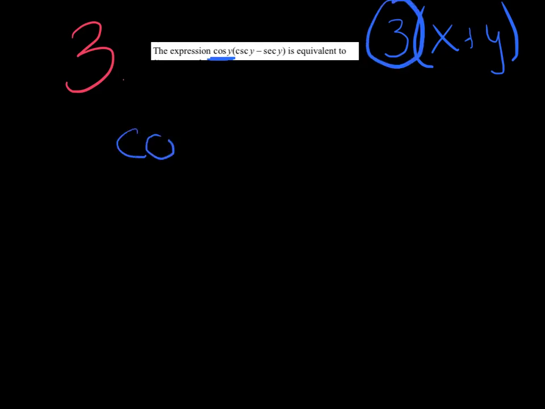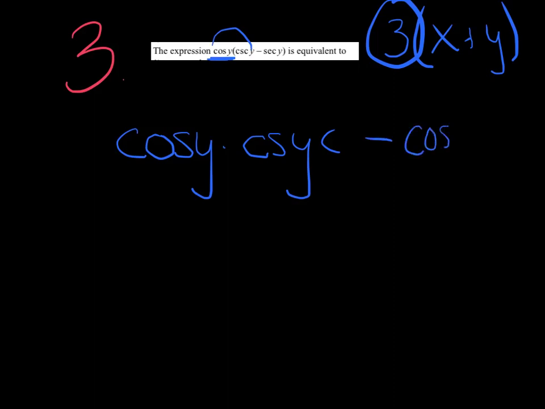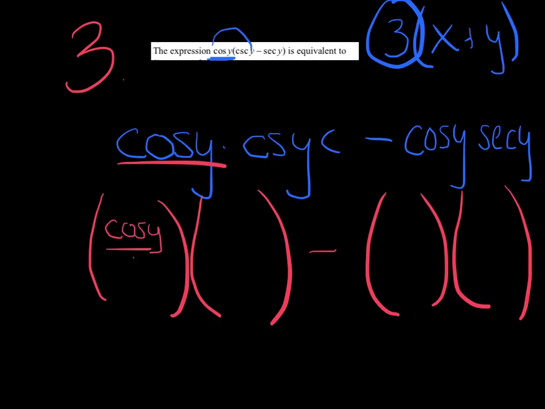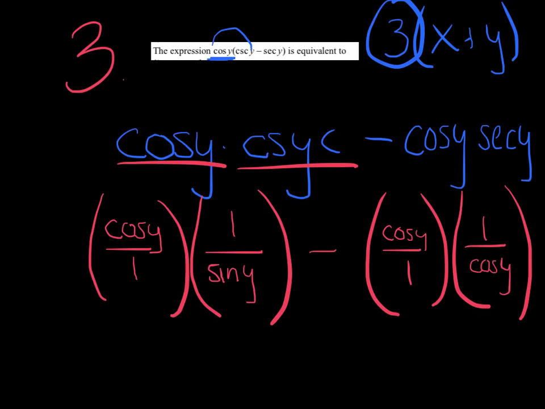So I get cosine of y times cosecant of y, okay, so I've distributed that, minus cosine of y times secant of y. So again, I think common sense just tells you to distribute. Now I'm going to rewrite each of these, and notice there's a minus sign in the middle. Okay, so cosine y, nothing really fancy to do besides put it over 1. Cosecant of y is the reciprocal of sine, so that's going to go to the bottom. Cosine y, again, nothing fancy to do but put it over 1. And secant y is 1 over cosine of y.